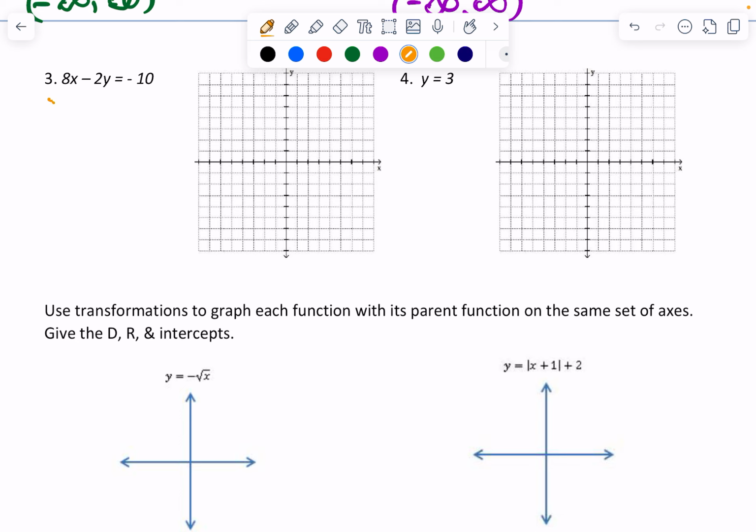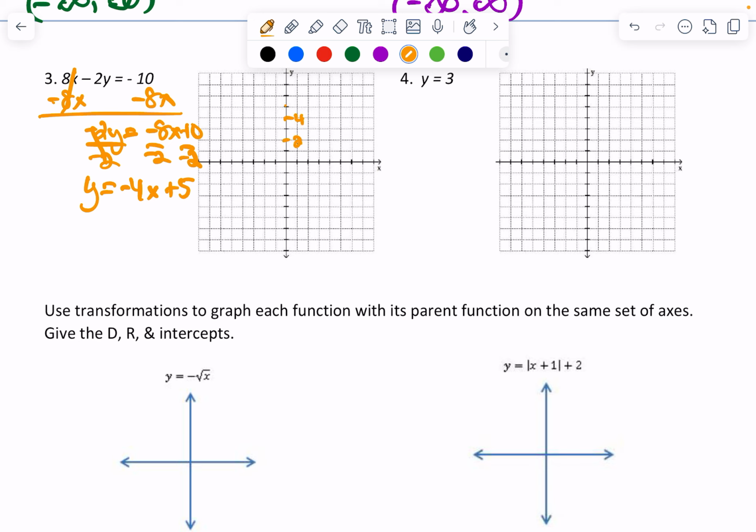So we want to subtract 8x from both sides to isolate y, divide by -2. So y equals -4x. Hold on, we're dividing by that, so that's a +5. So our slope-intercept form now is y equals -4x plus 5.